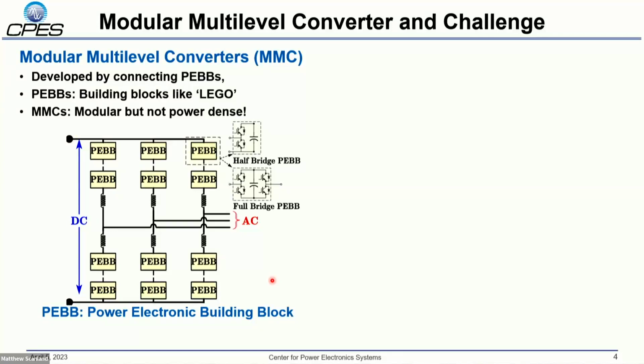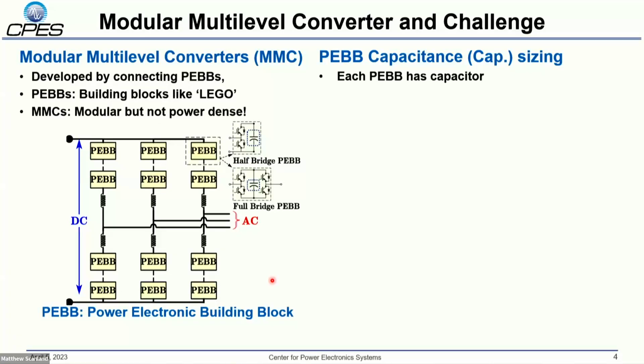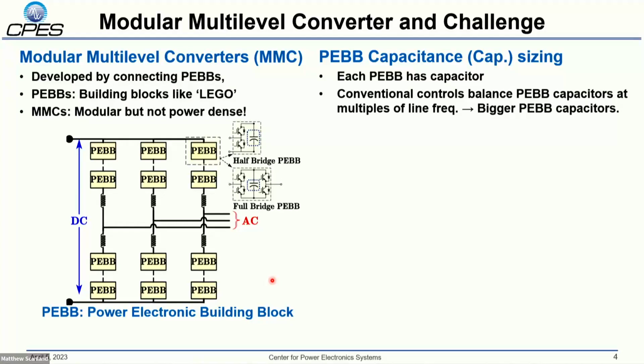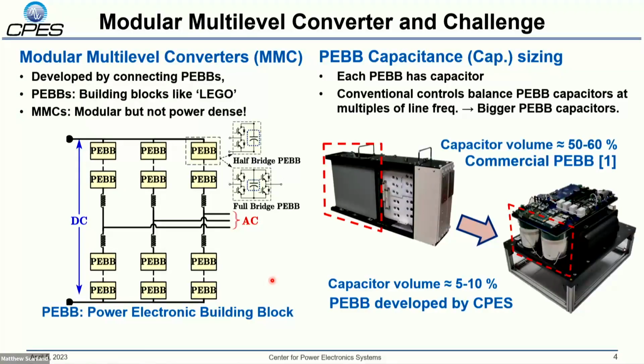But before making them power dense, let's understand why they are not power dense in the first place. So MMCs, as I mentioned, have these big capacitors. Now these PEBB capacitors in conventional applications are balanced at line frequency or some integral multiple of line frequency. And what this forces the converter to do is to store charge on capacitors for a longer time period, which then results in bigger capacitors. So here I'm comparing a commercial PEBB where the capacitor occupies about 50 to 60% of the cell volume or PEBB volume.